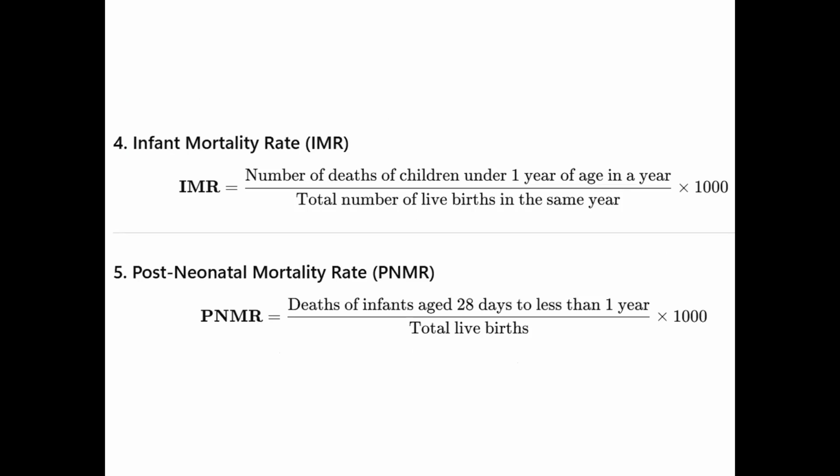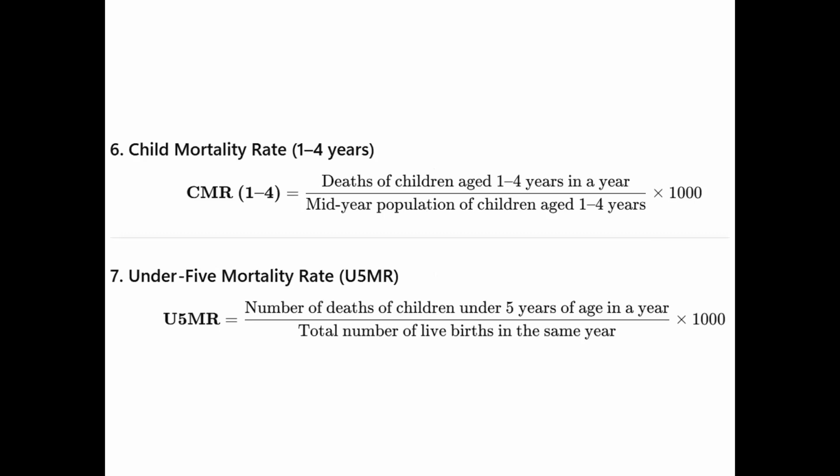The next one is the infant mortality rate, that is the number of deaths of children under 1 year of age in a year, and the denominator is again the total number of live births. Then we have the post-neonatal mortality rate, meaning the deaths of infants aged 28 days to less than 1 year, and the denominator is again total live births. Then, number 6, we have the child mortality rate, the deaths of children aged 1 to 4 years in a year, and here we take the denominator as the mid-year population of children aged 1 to 4 years.